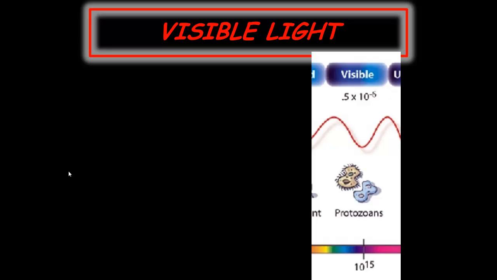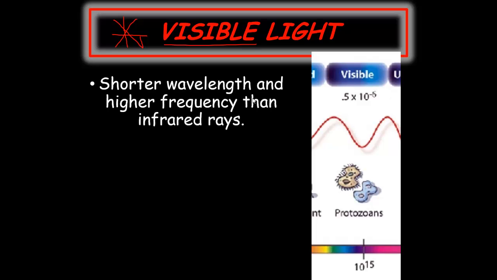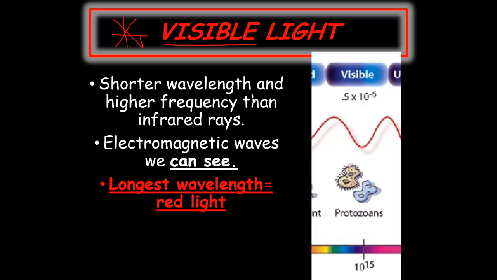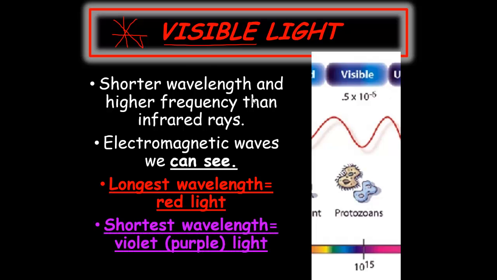Visible light. This is probably the most common one to us in the sense that every day we use visible light. We see it, obviously. We get all the colors that we are exposed to from visible light. It's a shorter wavelength and higher frequency than infrared rays. Electromagnetic waves that we can actually see. The longest wavelength is red light, and the shortest wavelength is violet or purple light. So all the colors that we see are made from electromagnetic waves.